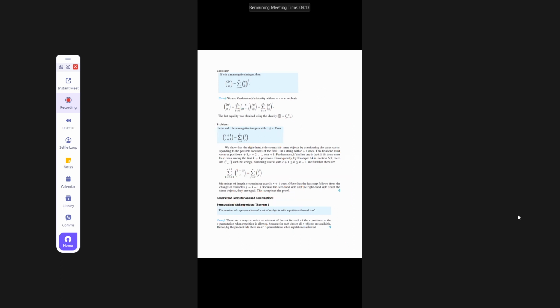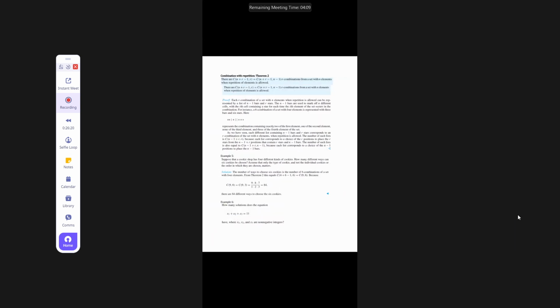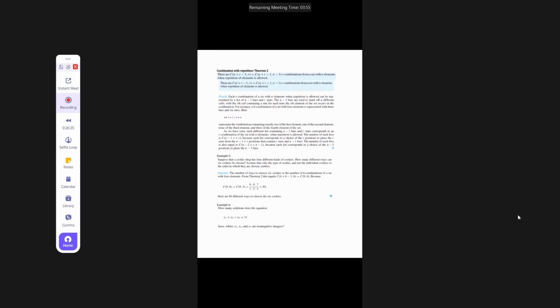Which brings me to generalized combination. Now, because there is not much time, I cannot take you through how generalized combination works and why we are doing what we are doing. Just know that in case of combination with repetition, your answer is n minus 1 plus r, choose r.